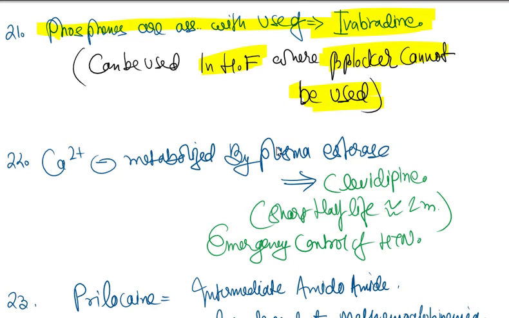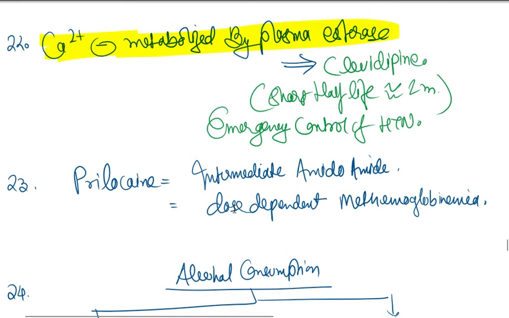Okay, next one, calcium channel blocker that is metabolized by plasma esterase is clevidipine. This has a short half-life of around 2 minutes, and it is used in emergency control of hypertension.